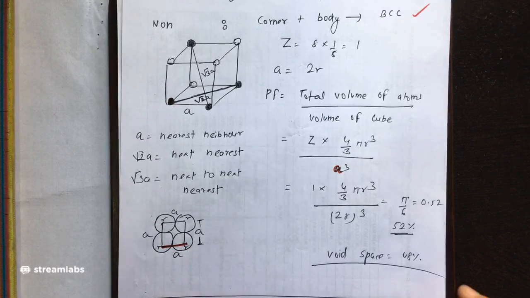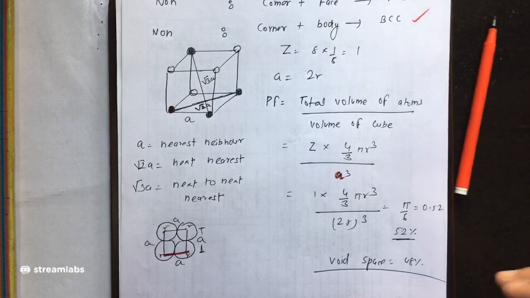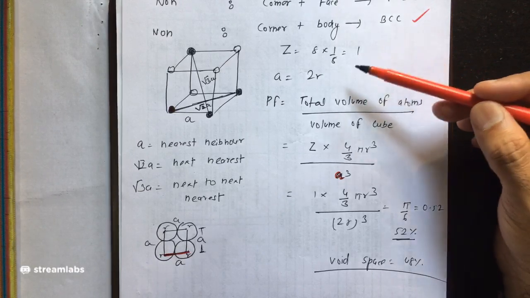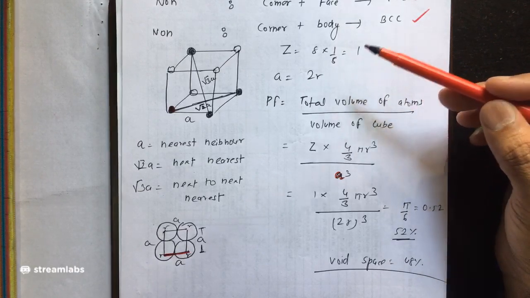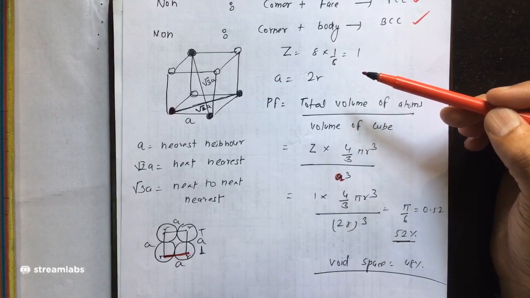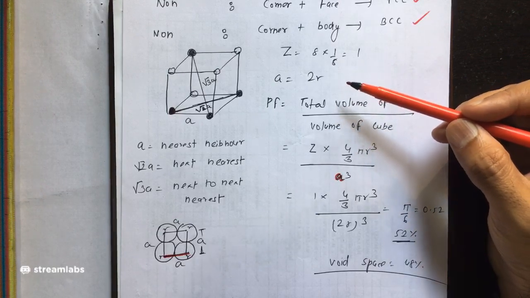As we know, the unit cell content, that is Z, is equal to 8 into 1 by 8, which is equal to 1. Why 1 by 8? Because the contribution is 1 by 8, and 8 atoms are present at the corners. So the unit cell content comes out to be 1. Edge length, I have told you, A is equal to 2r.